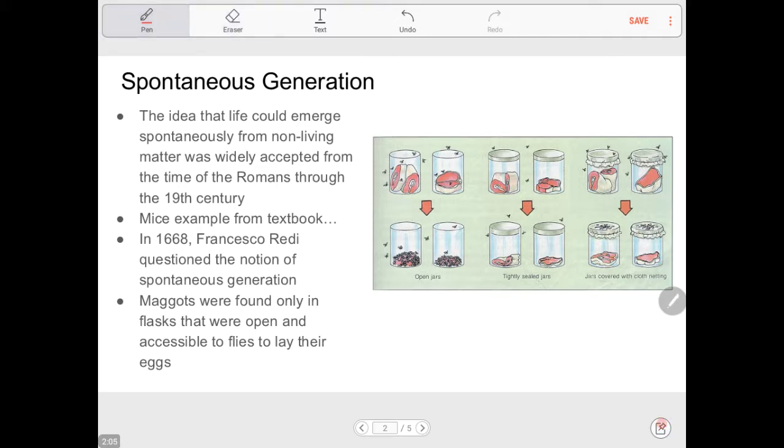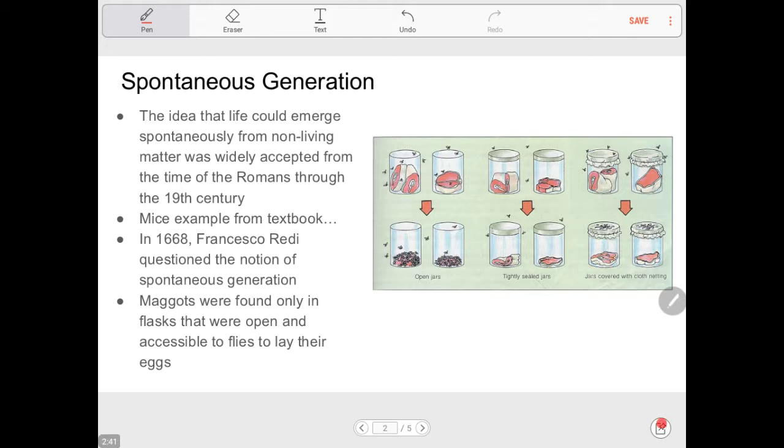In your textbook, it talks about a mice example. I'll read it to you here. It said, it was generally accepted that to produce mice, one simply had to put sweaty underwear and husks of wheat in an open jar. About 21 days later, the sweat and husks would combine and change the husks into mice. There you go. We literally have life appearing, spontaneously generating out of non-living material, and that was accepted. In 1668, Redi questioned the notion of spontaneous generation.